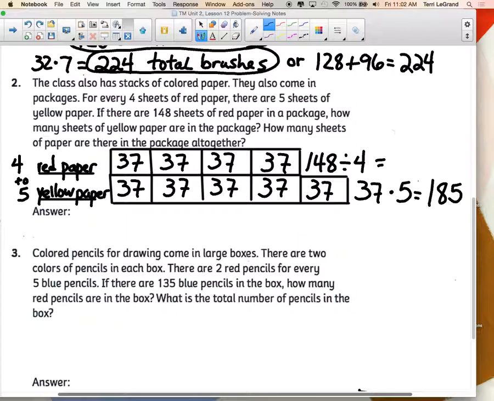Yes. Oh, I forgot to finish this right here. Okay, everybody agrees that 37 times 5 is 185. Does that seem reasonable? Yes. Okay, because this strip is longer, so it needs to be more than 148, doesn't it? Okay, good. So then we're going to say there are 185 what? Okay, so how about 185 sheets of yellow paper or something like that? There's one of our answers.